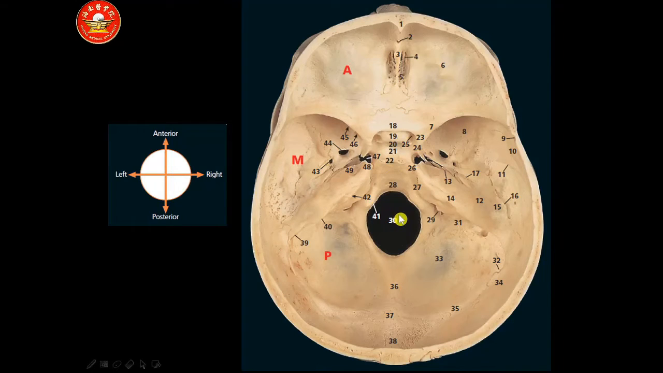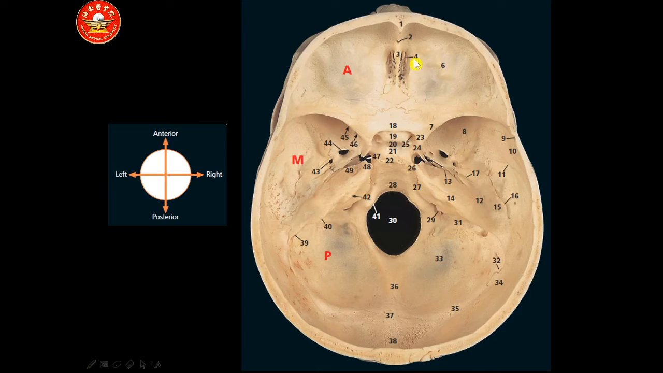We are looking from the superior view into the cranial cavity. Here we go, the anterior, posterior side, left and the right side, and these capital letters in the red color representing the anterior, middle and the posterior cranial fossa. Let's talk about number 1, that is the frontal crest. Number 2, foramen cecum. Number 3 is the crista galli.